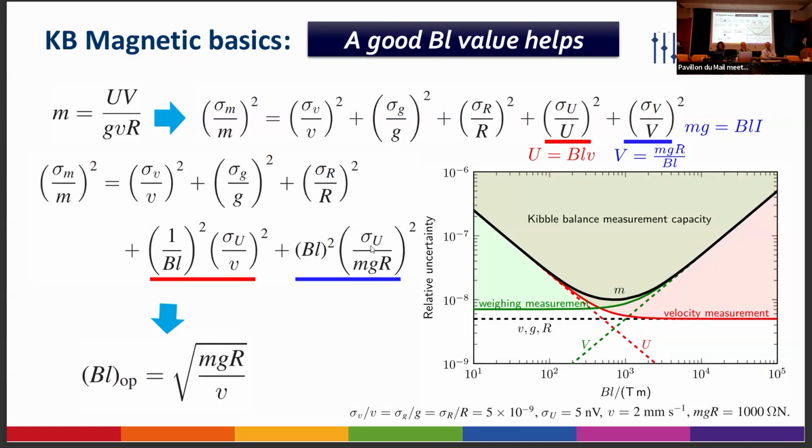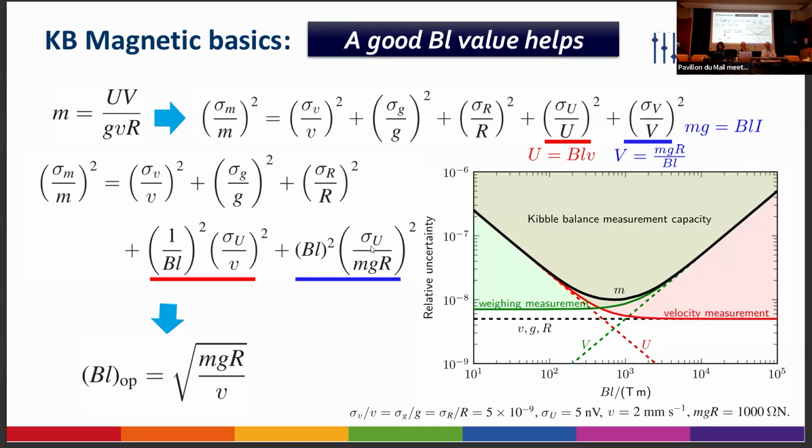So somehow you can put these equations back into the uncertainty equation, and we get this relative uncertainty with two terms. One is proportional to BL squared. The other one is inversely proportional to BL squared. And of course, we can set these two terms equal, and we get the best BL factor. This equals the square root of mgR over v.